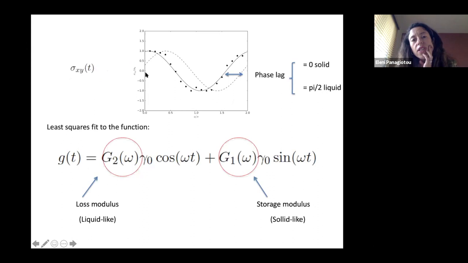So what do you expect to see if this is the deformation that we are doing? If the stress of the system followed exactly the deformation, so there was no phase lag, that would be representative of a solid. But if there was a pi over two phase lag, that would be representative of a liquid. So for a viscoelastic material, we would expect something in between. And by doing a least squares fit to this function for the stress, we can capture these two parameters, which are related to this phase lag: the loss modulus, representing how liquid-like a material is, versus the storage modulus, how solid-like a material is.